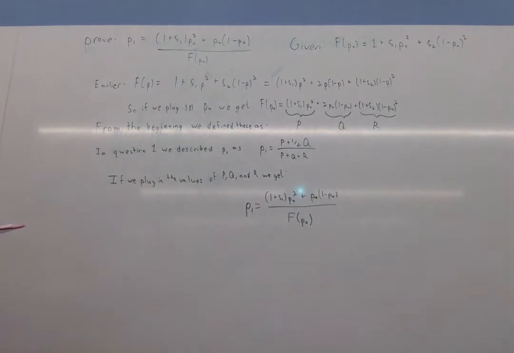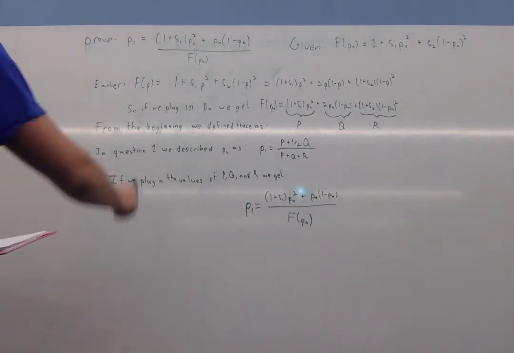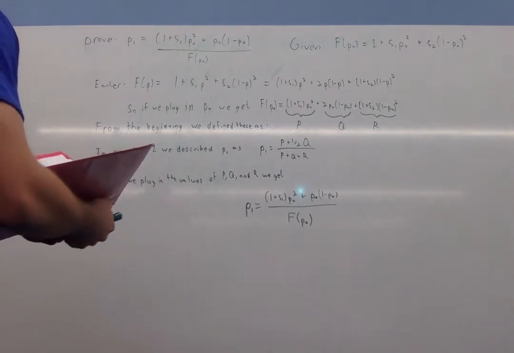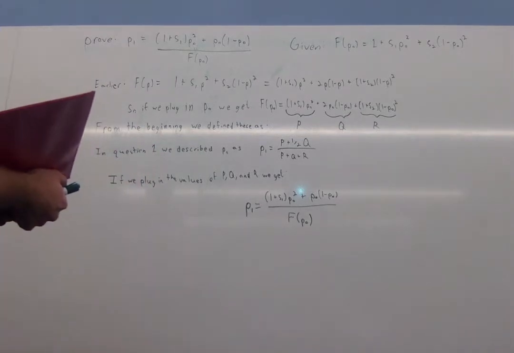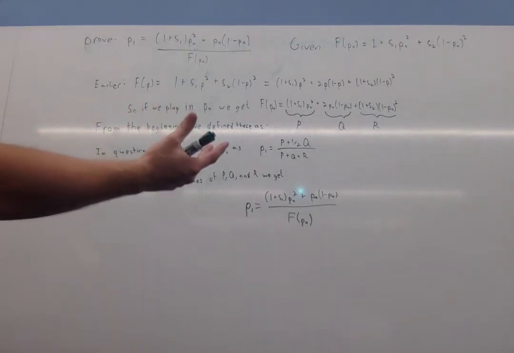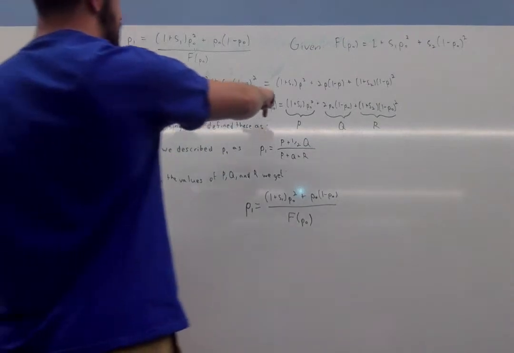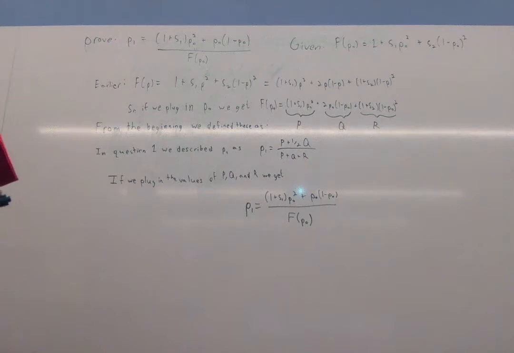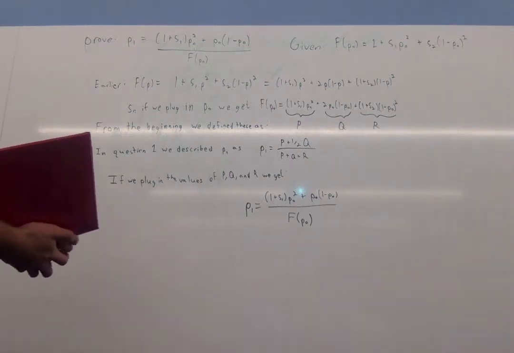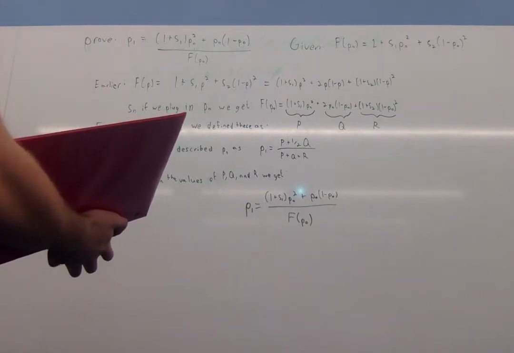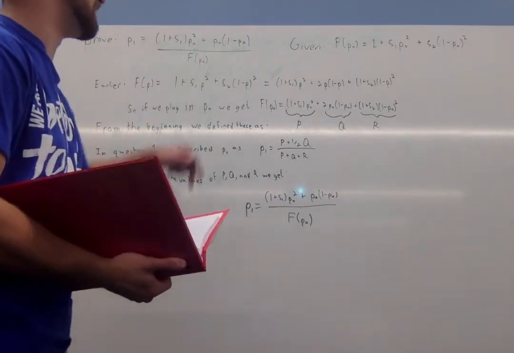Okay, so we prove this by taking the equation from earlier. We were given that f of P equals (1 plus S1) P squared plus S2 times (1 minus P) squared. And we look at that and say, wow, those are really similar. And we're also given this equation. Earlier we said that (1 plus S1) times P squared plus 2P times (1 minus P) plus (1 plus S2) times (1 minus P) squared equals that equation right there that we just defined.